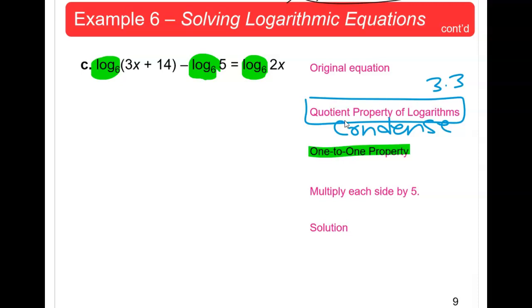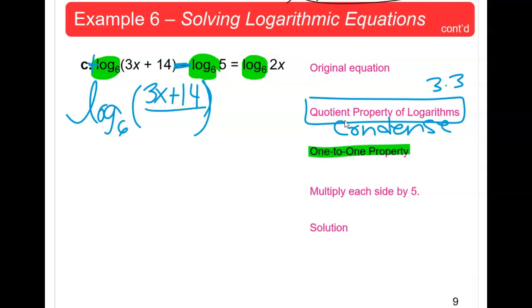Because we have a negative sign in front of log of 5 base 6, that indicates that we will use not the product property, but the quotient property, in which we will have 3x plus 14 in the numerator. The argument of the logarithmic quantity that has a positive sign goes on top, and the one with the negative sign in front of it, the argument which is 5, goes on the bottom, just like that. Then on the right side, we only have log base 6 of 2x, so that will be fine.